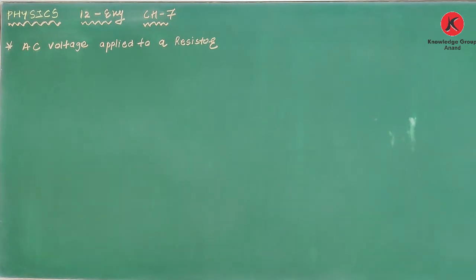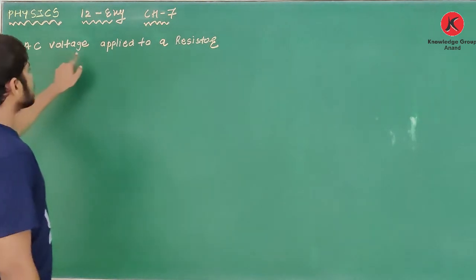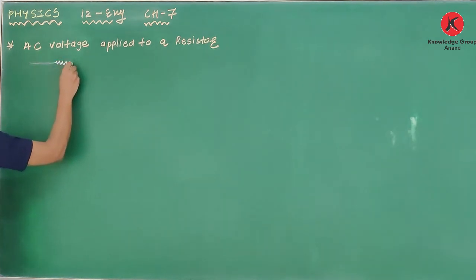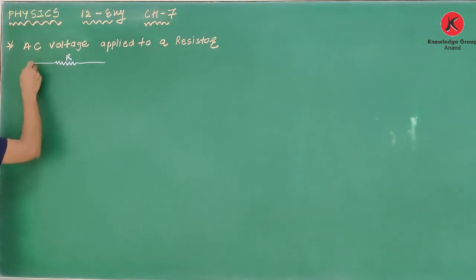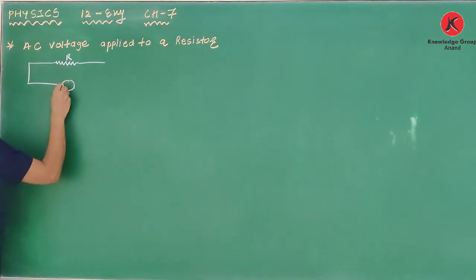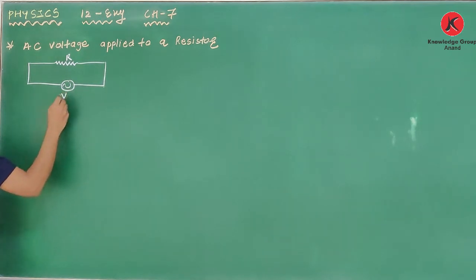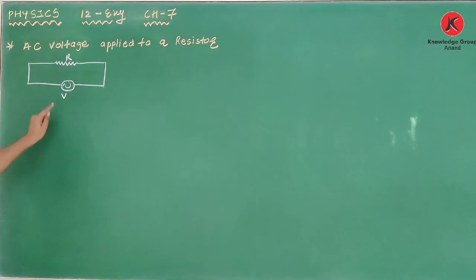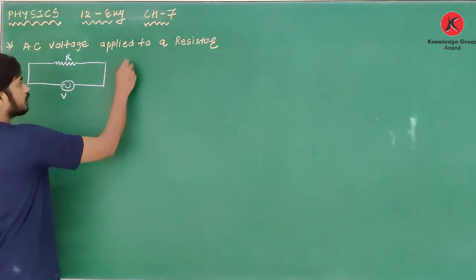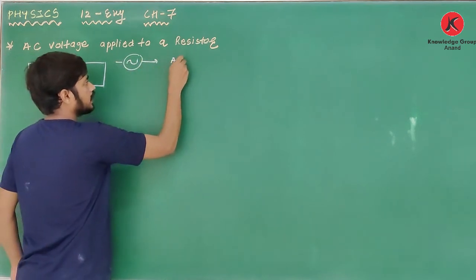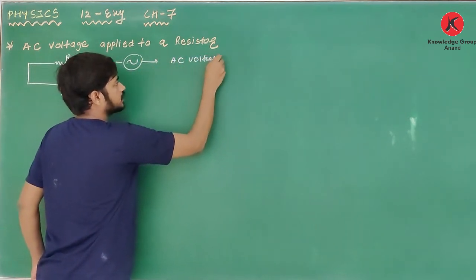Good morning, students. Chapter 7, AC currents. Yes, the theory title is AC voltage applied to a resistor. See, like this: it is a resistor R, and AC voltage is applied like this. It is V. Yes, it is the symbol of AC voltage.